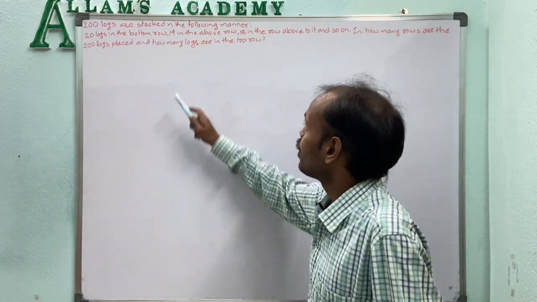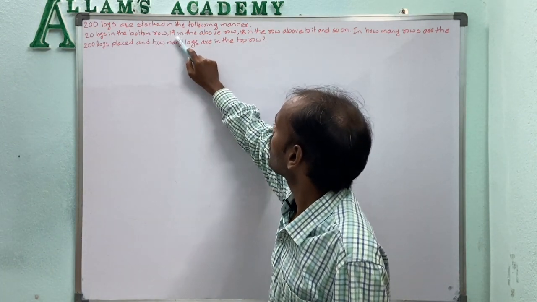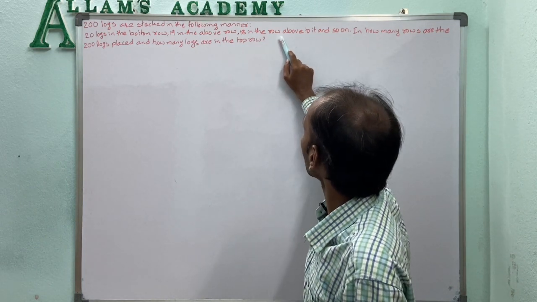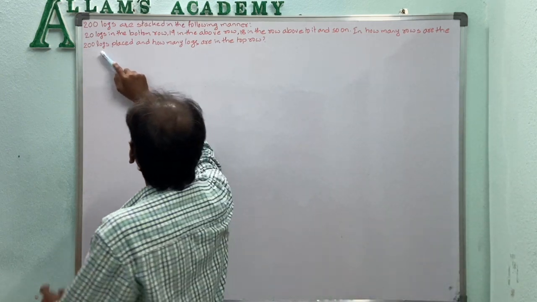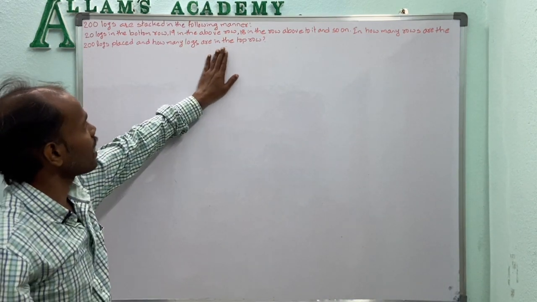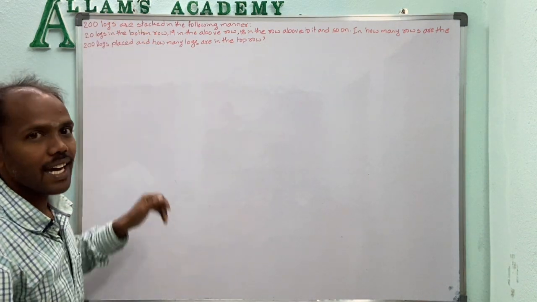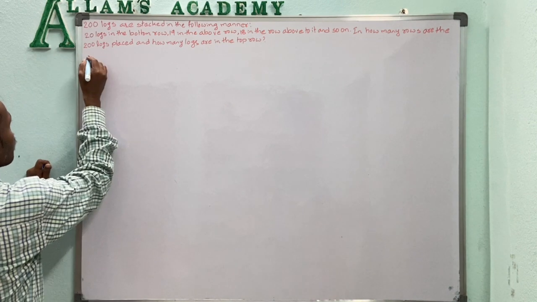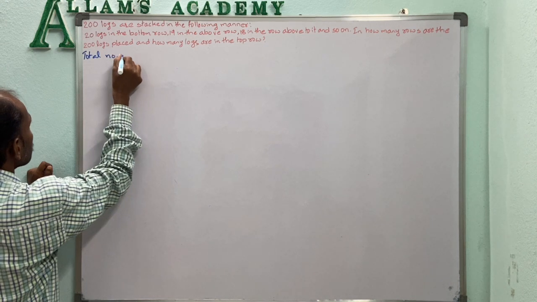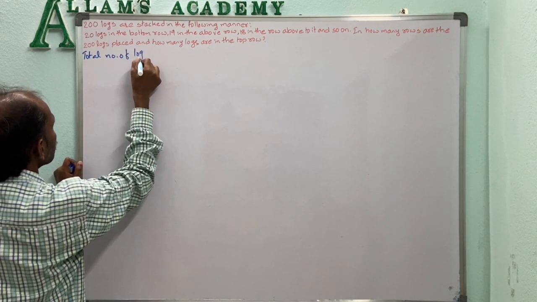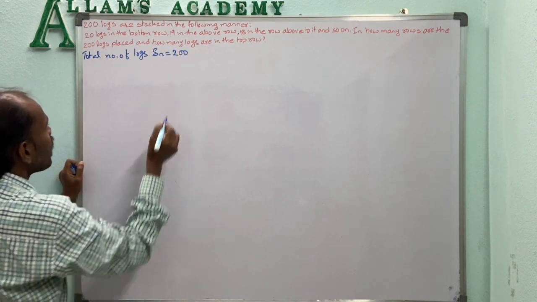Here the problem given is: 200 logs are stacked in the following manner: 20 logs in the bottom row, 19 in the row above, 18 in the row above that, and so on. In how many rows are the 200 logs placed and how many logs are in the top row? That is the problem given. So the total number of logs, that is Sn, is equal to 200.